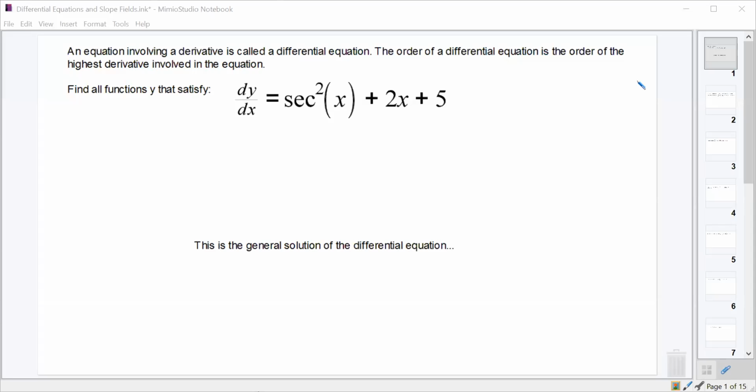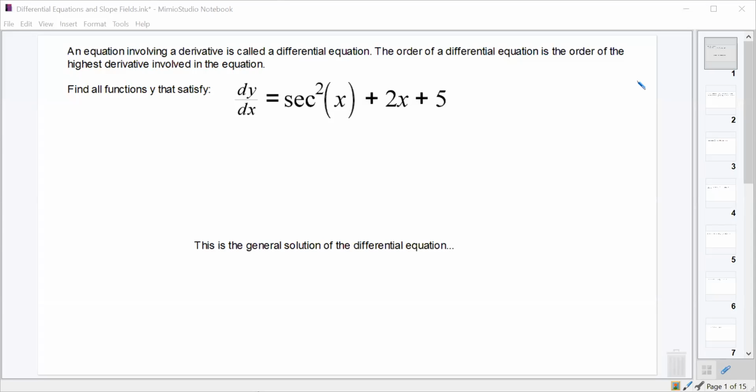So what we're doing today is the beginning of what's called differential equations. Differential equations are just equations that involve a derivative. So any equation that has a derivative in it that you need to solve is called a differential equation.